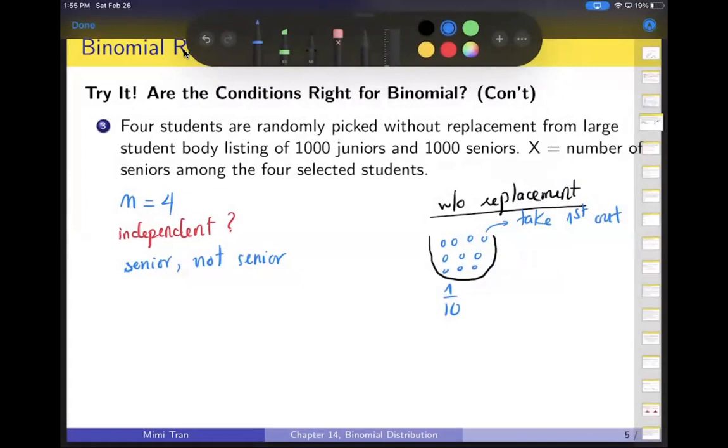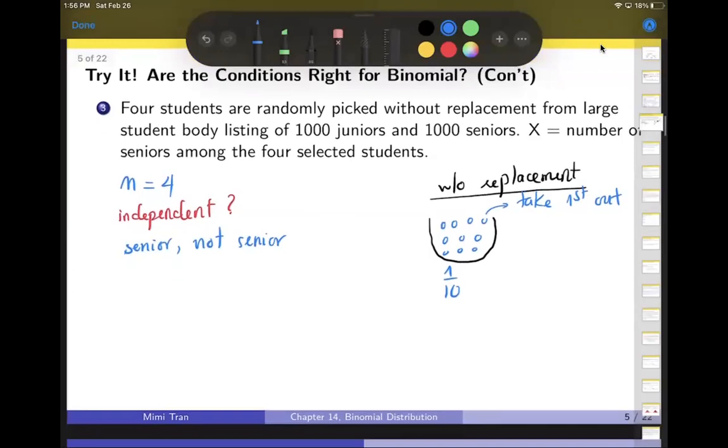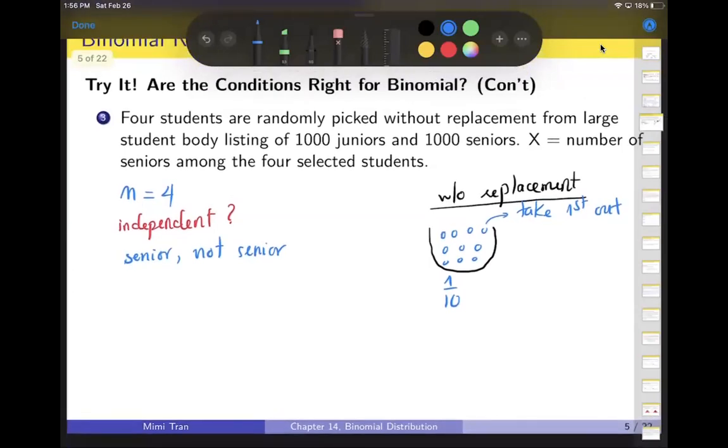Take the first one out, but I did not replace it back in, right? So what is the probability that I'm going to take the second one out? We'll take the first one out, there's 9 left, right? So the probability to take the second one out will be 1 out of 9, right?